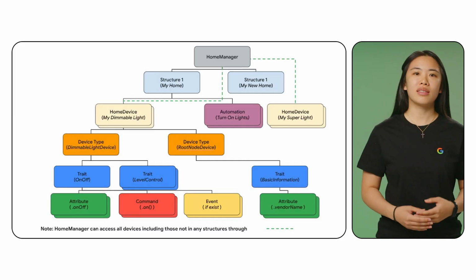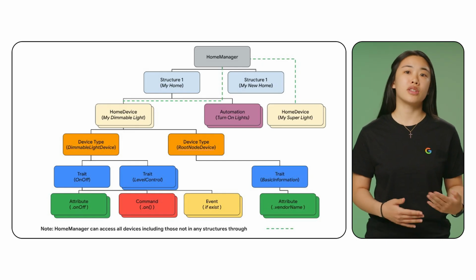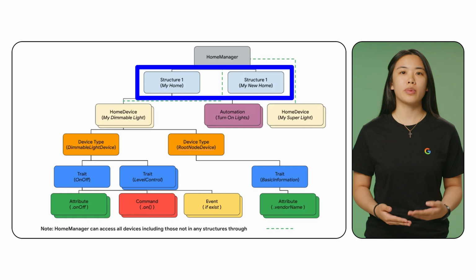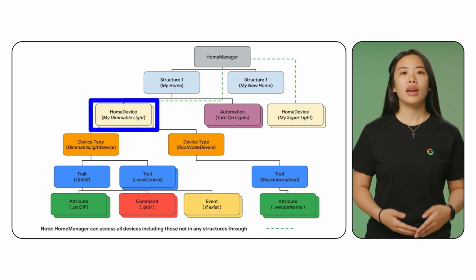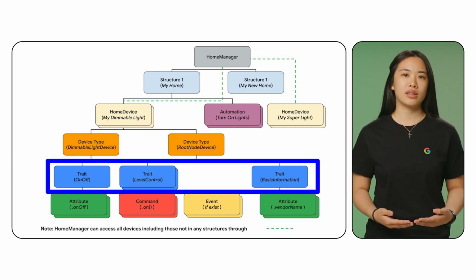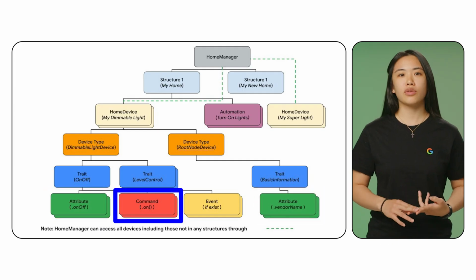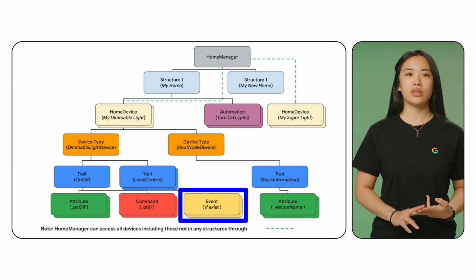With our Permissions API set up, let's explore the device and structure APIs. In the Home APIs, the data model is composed of structures, rooms, devices, their respective device types and traits, and automations. Structures represent a home and contain rooms, which then contain devices. Devices are composed of device types, and device types are then composed of traits, which further are composed of attributes for reading/writing, commands for controlling attributes, and events for reading or subscribing to past changes.